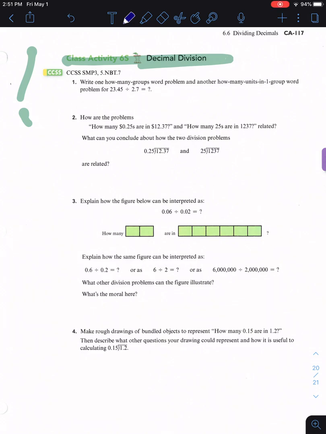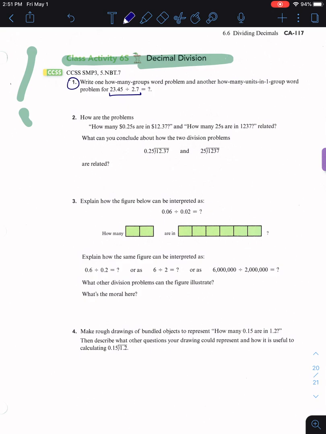And the final activity that we're going to look at for this chapter is division with decimals. So the activity asks you to write a how-many-groups word problem for this statement, 23.45 divided by 2.7, and also a how-many-units-in-each-group statement. So I'm going to let you do that. Now, number 2, I'll let you do that on your own.